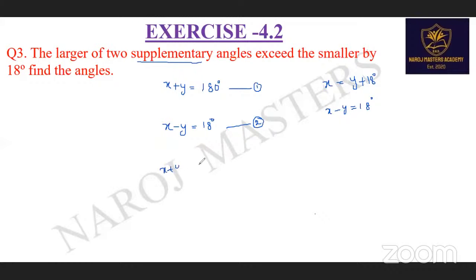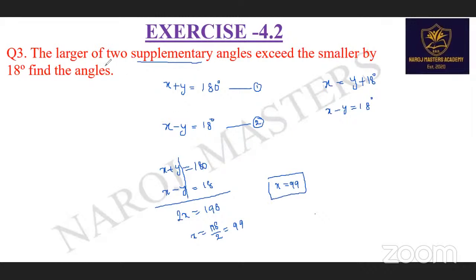So x plus y is equal to 180, x minus y is equal to 18 degrees. Adding, 2x is equal to, how much is it? 198. Then x is equal to 198 by 2, which is 99. So the larger angle is 99 here.